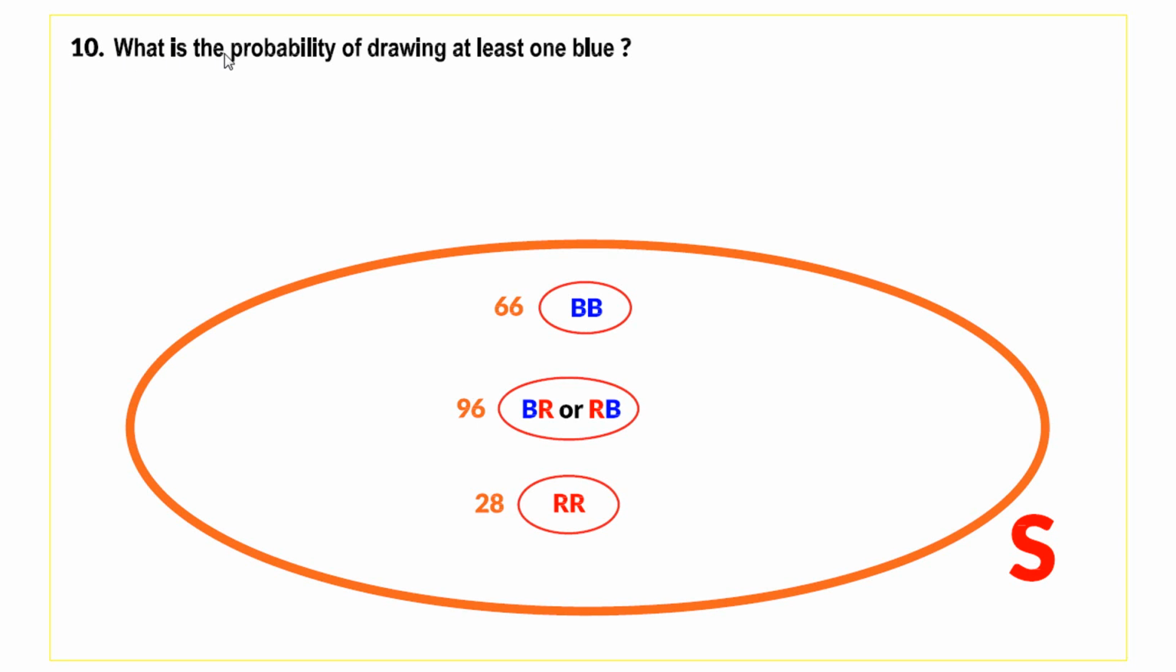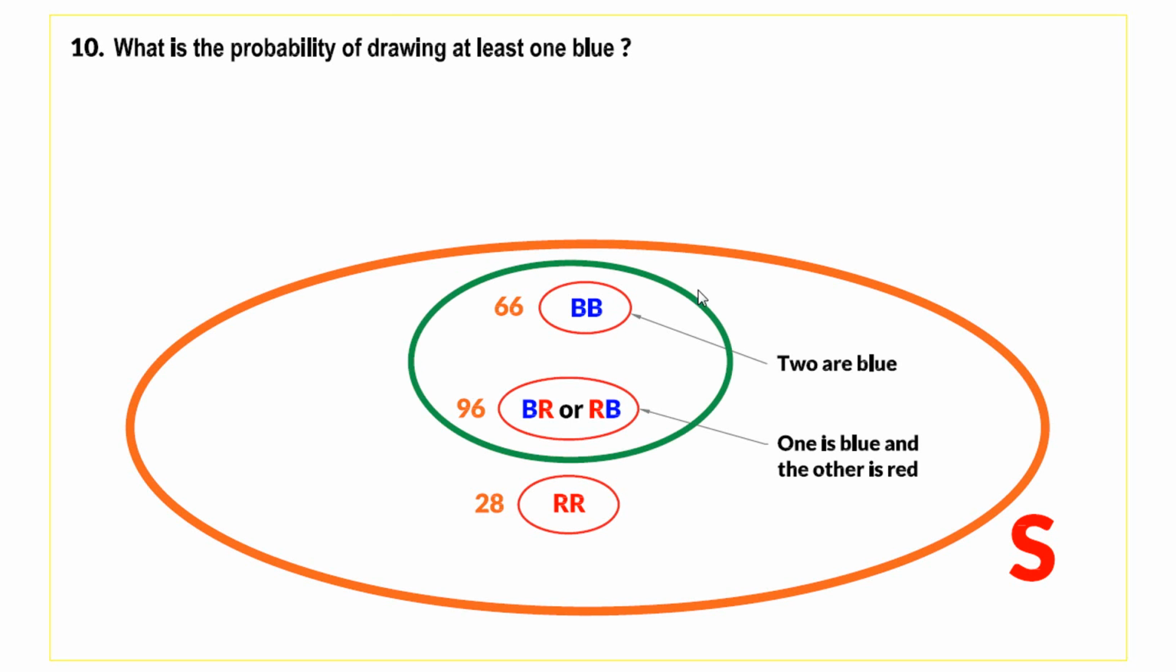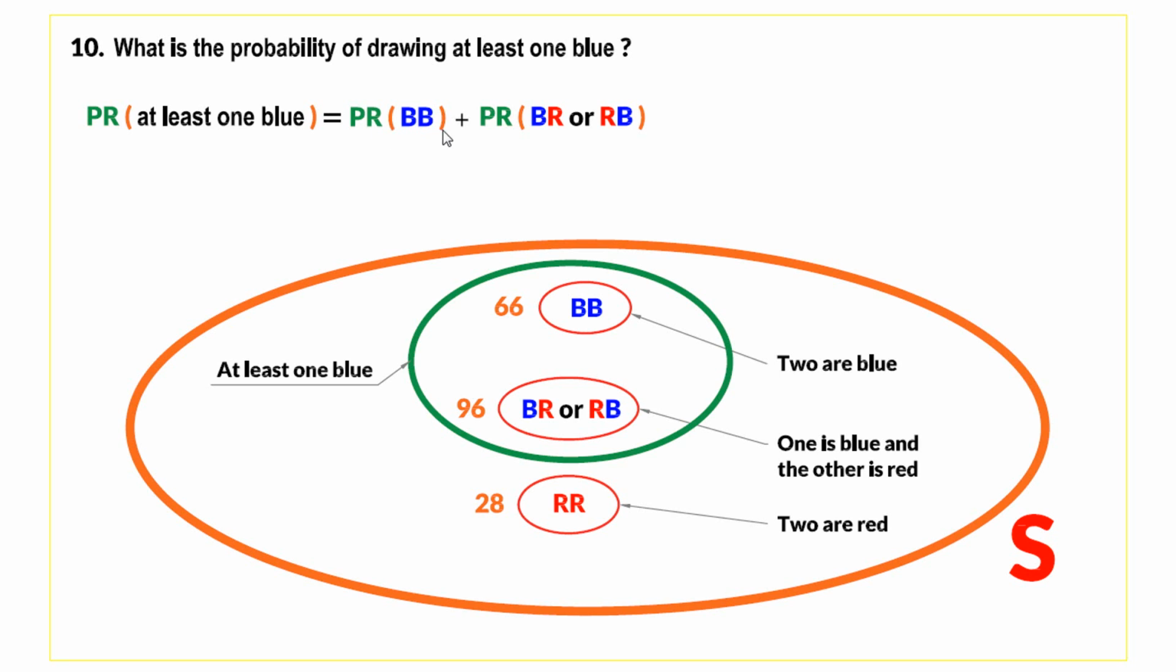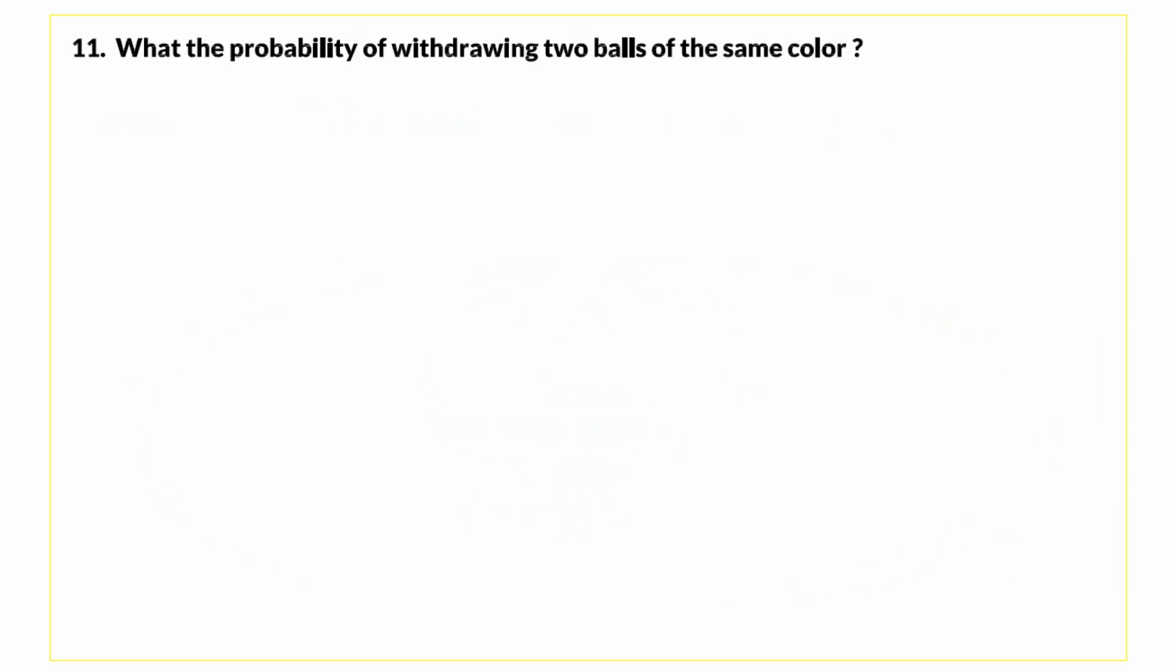Question number 10. What is the probability of drawing at least one blue? So we may have to pick up one blue or two blue, and their union is the event at least one blue. So now their probability is the sum of their individual probabilities, and the reason why, they are disjoint events. So the probability of the first, so we have 66 over 190, probability of the second 96 over 190, and that is 0.85 or 85%.